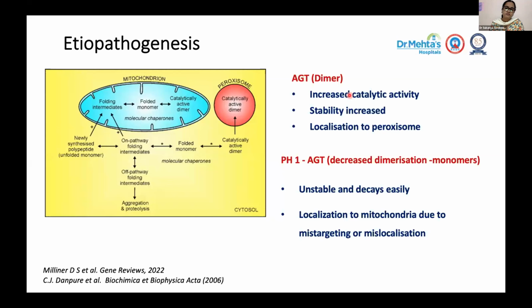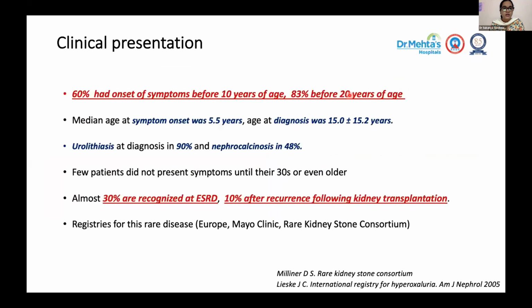The mutations and the underlying problems in the enzymes of PH2 and primary hyperoxaluria 3 are poorly characterized, and hence I'll not be going into them.